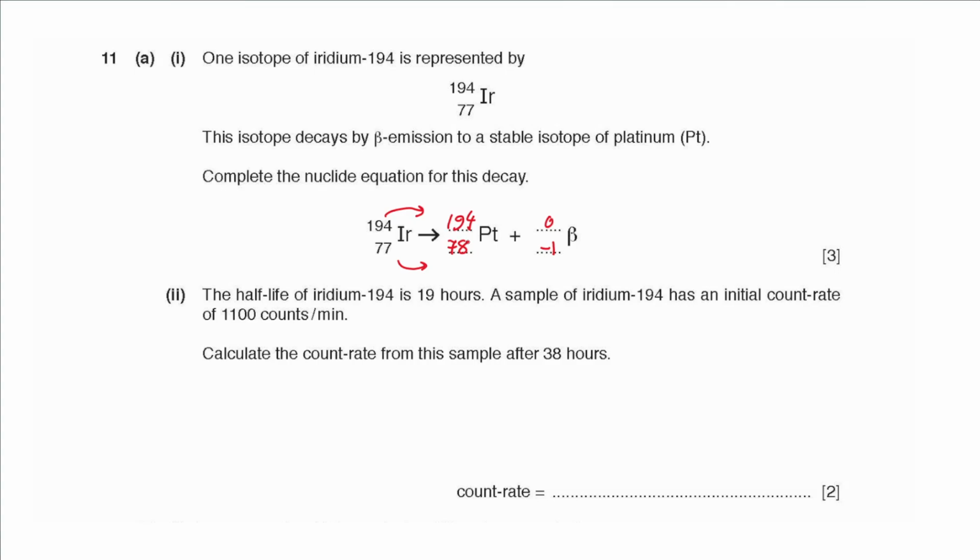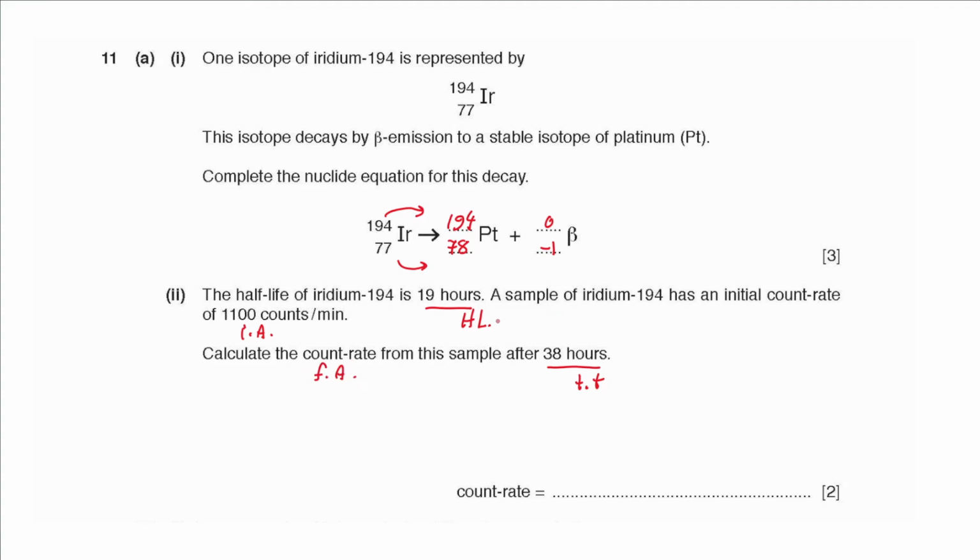Part (ii) says the half-life of iridium 194 is 19 hours. A sample of iridium 194 has an initial count rate of 1100 counts per minute. So this is the initial activity. Calculate the count rate from this sample after 38 hours. This is the total time, and we have the half-life, and the required is the final activity.